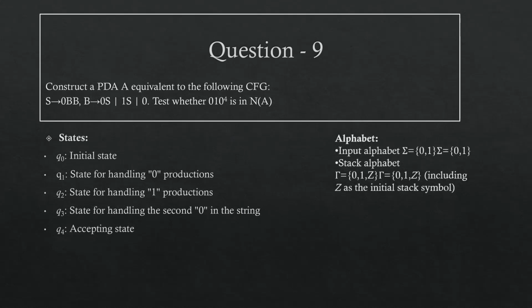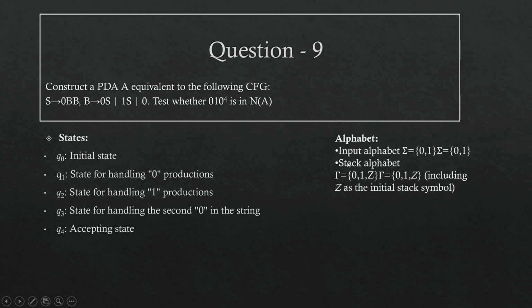Last question. In this, we have been asked to construct a push-down automata equivalent to the following context-free grammar. This is the context-free grammar. We also have to test whether this string is in the language or not. Okay, so these are the states. Q0 is our initial state, Q1 is the state for handling 0 productions, Q2 is the state for handling 1 productions, Q3 is the state for handling 0 in the string. Okay, and Q4 is the accepting state.